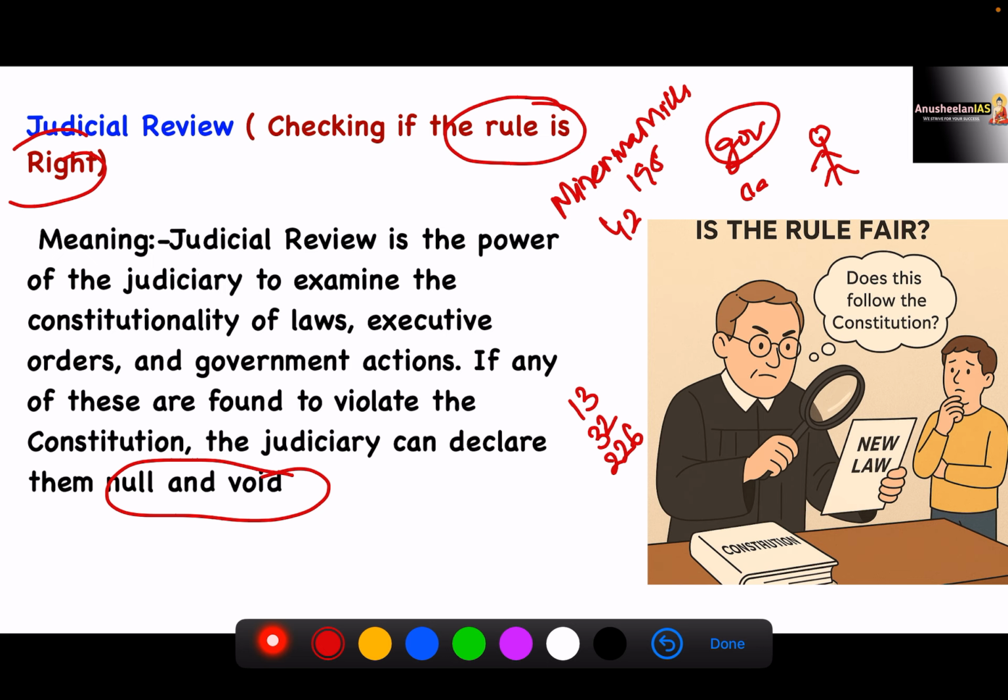You see this picture. In this, a judge wearing a black coat and holding a glass over a paper saying new law. It is a government rule. The constitution book is open here. That is saying that the law is unfair. And he is checking whether the rule is according to the constitution or not. Here in the background, a worried citizen is there hoping that the judge will help him. That is a judicial review example.